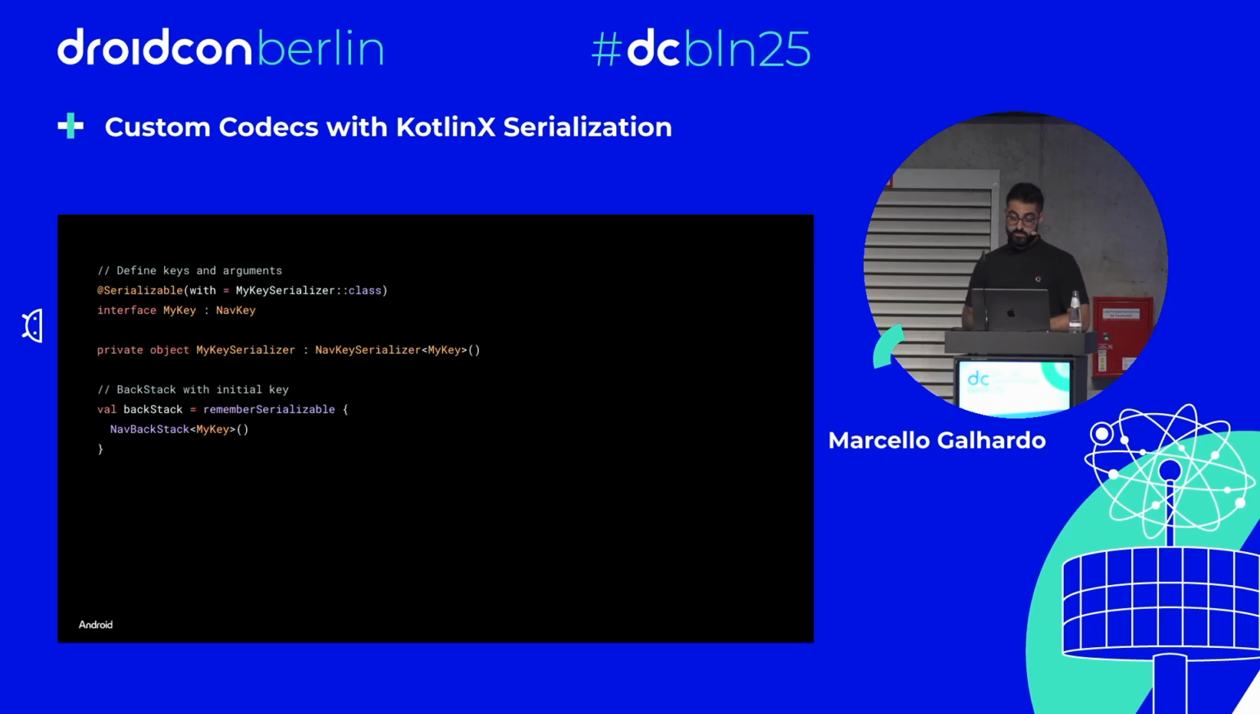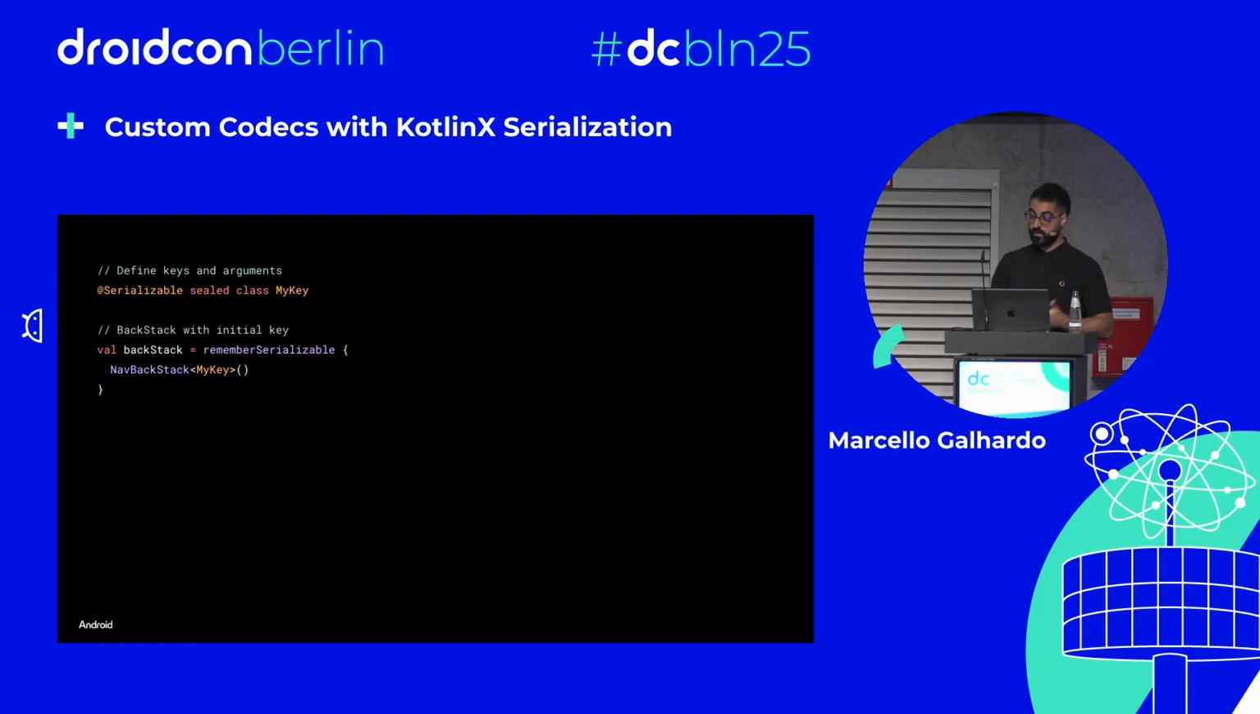Here is one option for setting navigation keys. You can define an interface, MyKey, mark it with serializable with a custom serializer. You can extend it with MyKeySerializer, the nav key serializer that we provide, which is an open class. For the backstack, you can call remember serializable, create a nav backstack with MyKey for the type, and now this backstack only accepts MyKey. You still avoid writing the full SavedState configuration on Android, but you can now tie it to a specific type.